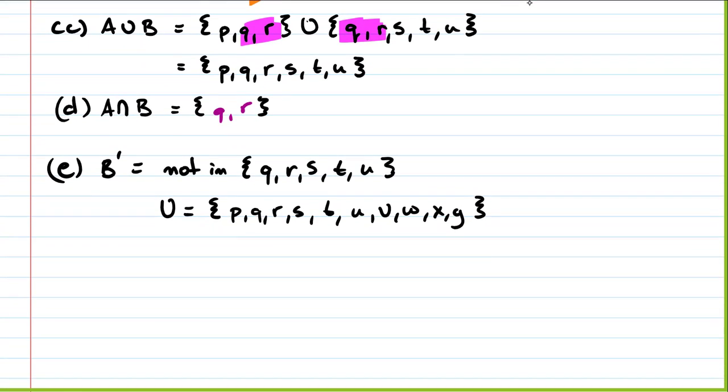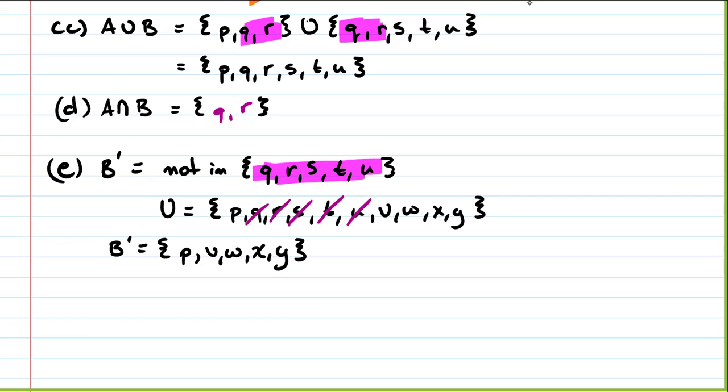But now we want the things in our universe that are not in B. So we take everything that's in B and we take it out. So Q, R, S, T, and U. So then finally, B complement is what is left. So it's P, V, W, X, and Y. So the complement of B is the set of all things in the universe that are not in the set B.